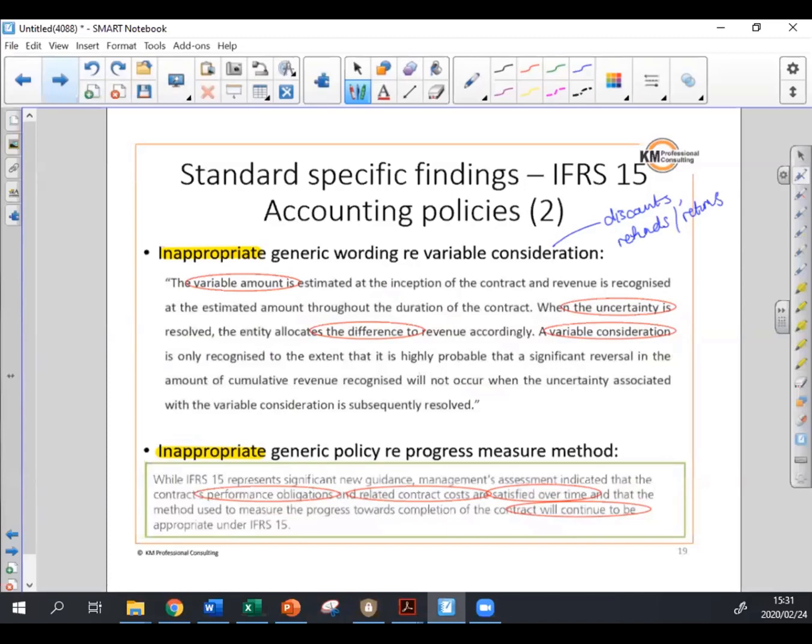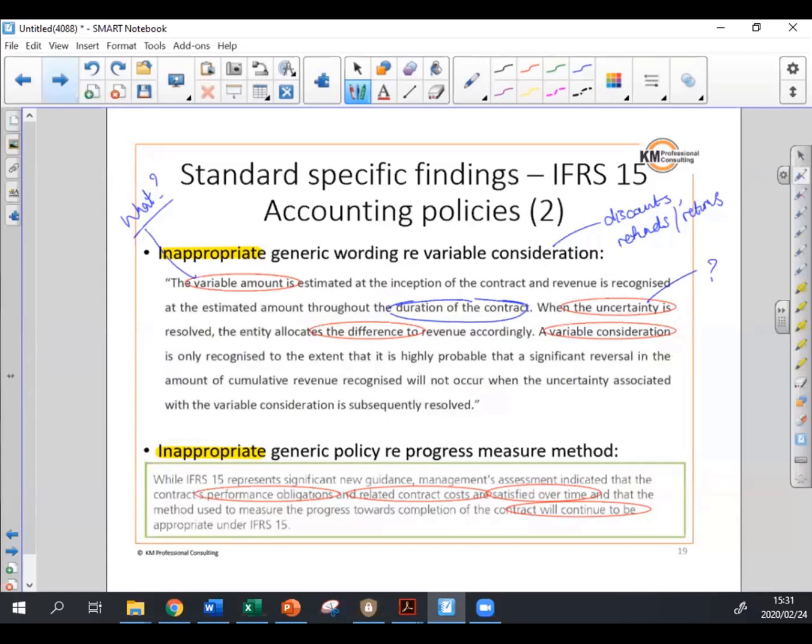So the policy read, the variable amount. And my first question would have been, what variable amount? It's estimated at the inception of the contract and revenue is recognized at the estimated amount throughout the duration of the contract. I mean, I probably could have highlighted every second or third word when I was doing the preparation for this, because here I'm going, what is the duration of the contract? Which contract does this apply to? Or revenue type for that matter. When the uncertainty, what uncertainty? What uncertainty prevails based on this type of variable consideration?